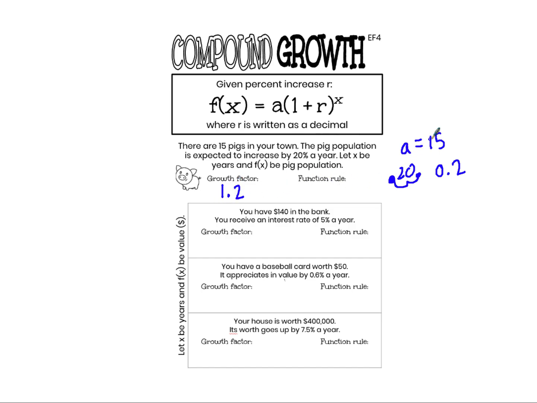So I'm going to go ahead and repeatedly multiply by 1.2. The 1 means that all my original pigs are still there, and the 0.2 indicates that I'm increasing by 20%. I can now write my function rule. So f of x equals a, where a is 15, my start value, times my growth factor, 1.2 to the x.